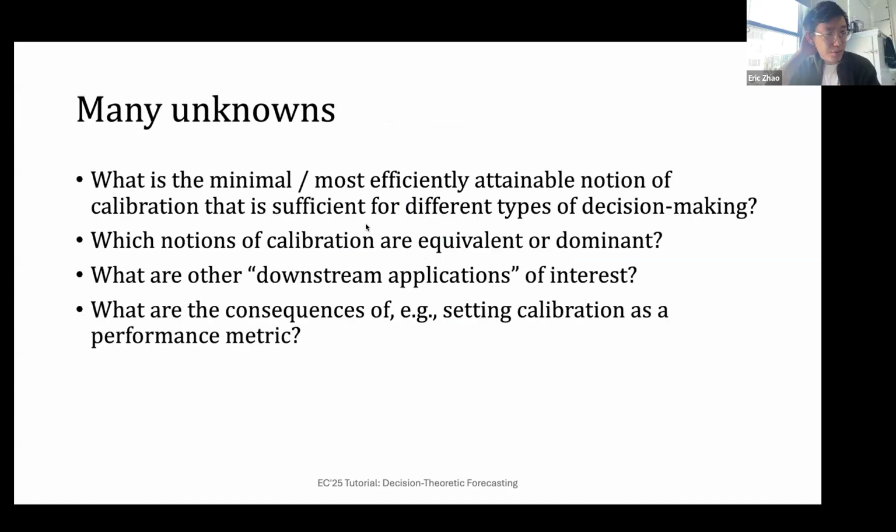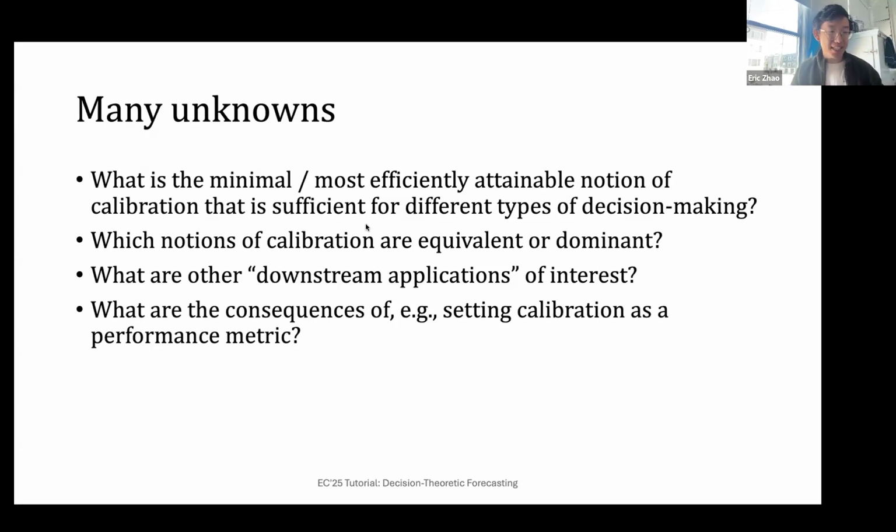There are still a few unknowns here. Like I said, defining calibration is still a very active area of research. We still don't exactly know, for a lot of applications, what the minimally and most efficiently attainable notion of calibration is. We also are still learning which notions of calibration are actually equivalent to each other, for example, the relationship between smooth calibration and distance to calibration.